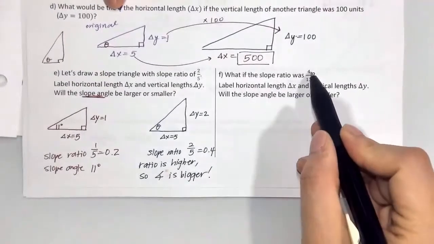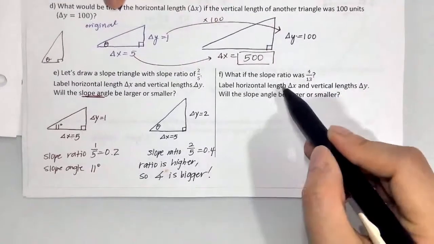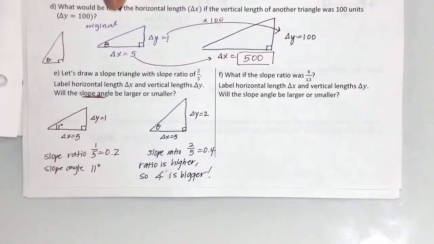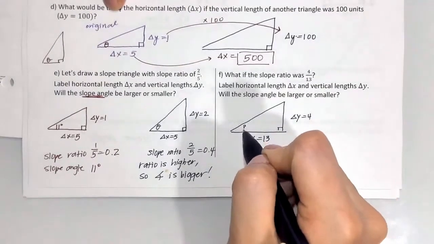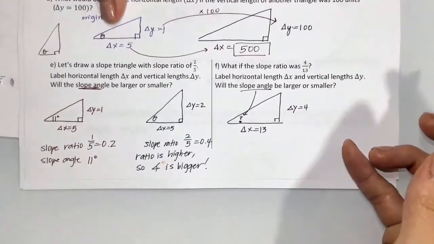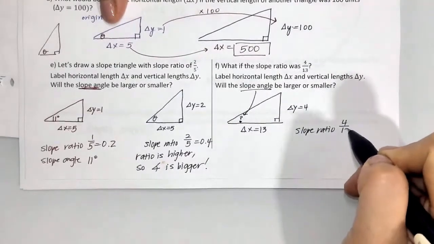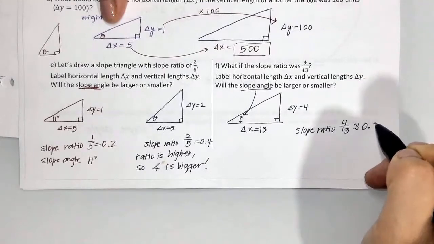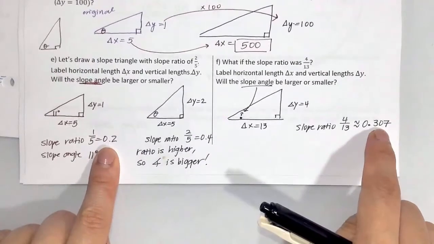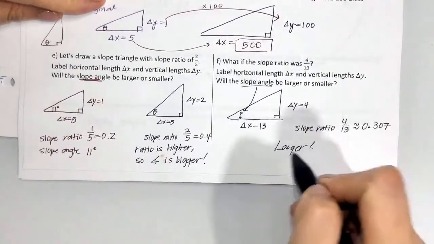Now, what if the slope ratio was 4/13? Can you draw a slope triangle with slope ratio 4/13, labeling the sides? And is that slope angle going to be larger or smaller? So again, this is a slope angle that we're looking at. And is that going to be bigger or smaller? Let's see. The slope ratio is 4/13, which is approximately 0.307. So if this was 0.2, now a 0.307 slope ratio is higher, so the angle will be larger.